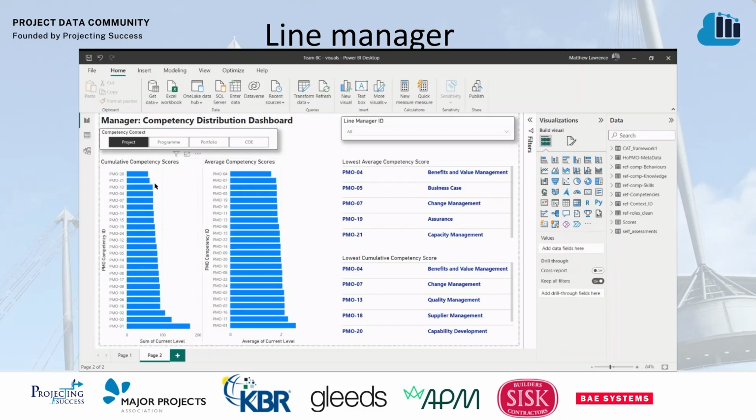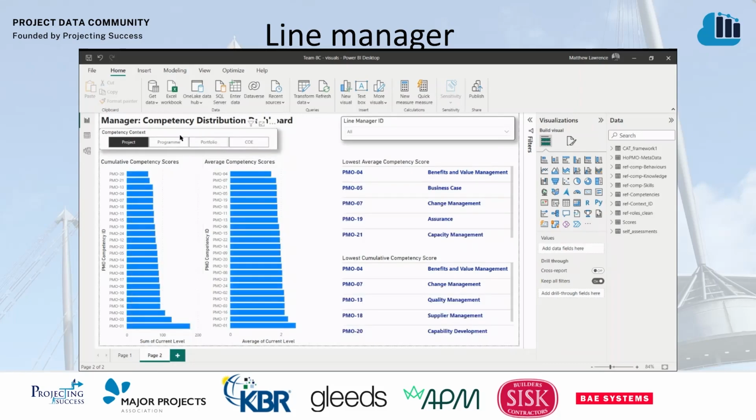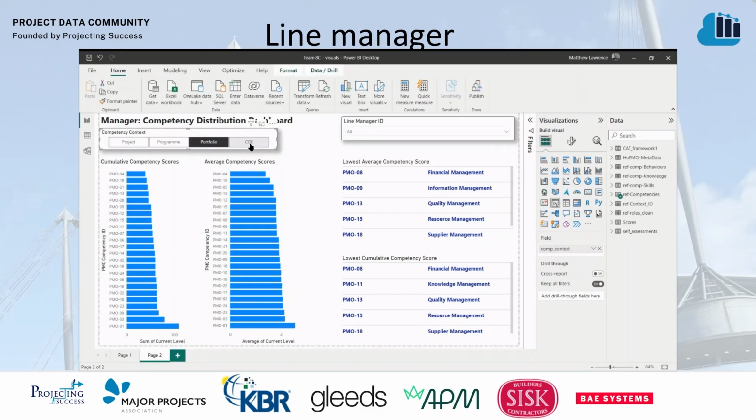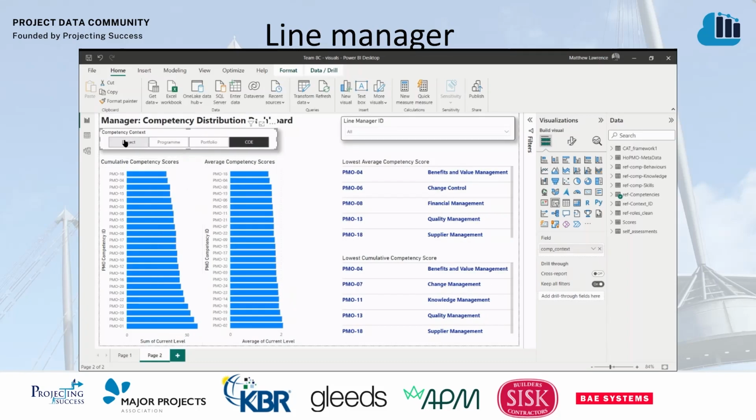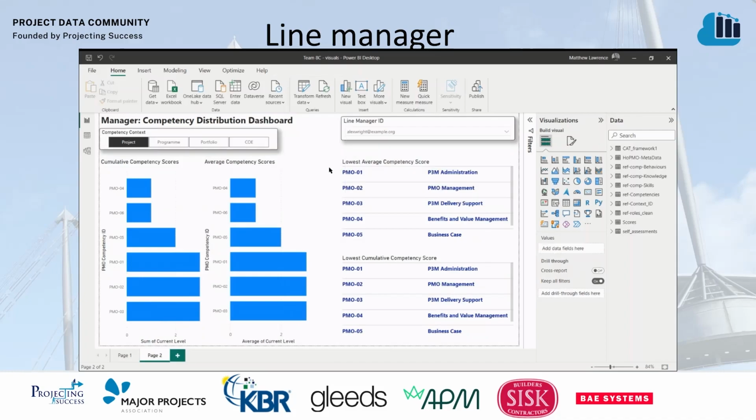So this is our line manager dashboard. You can see each individual that line manager sits over, their competencies, what the average is to compare the individuals against, and how they measure up. It's also distinguished between the different levels, whether it's project, program, portfolio, or center of excellence. And we've also got more drop downs on the right hand side to split up different line managers so they can see their individual people.